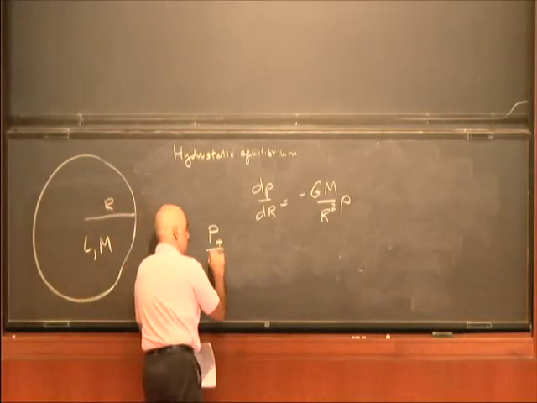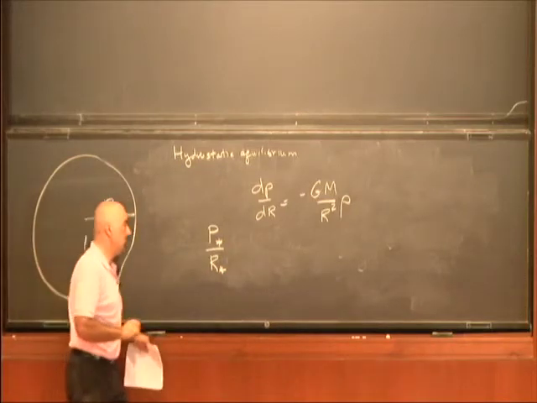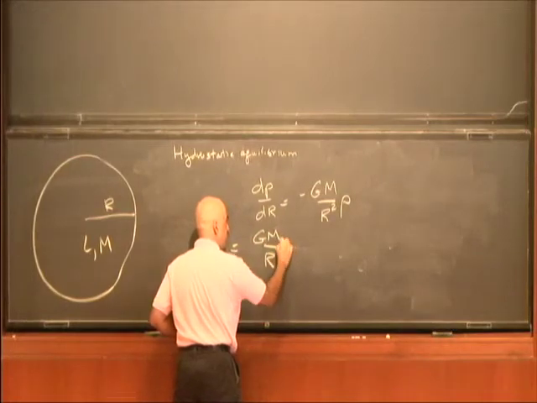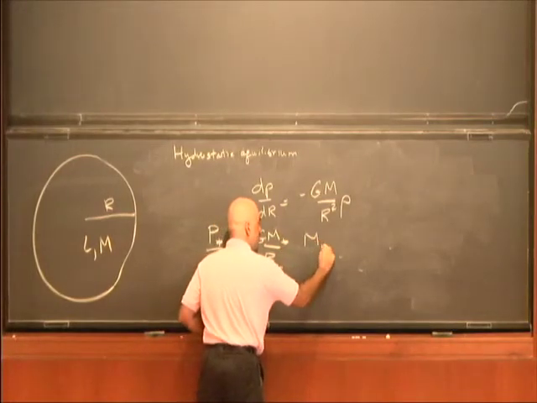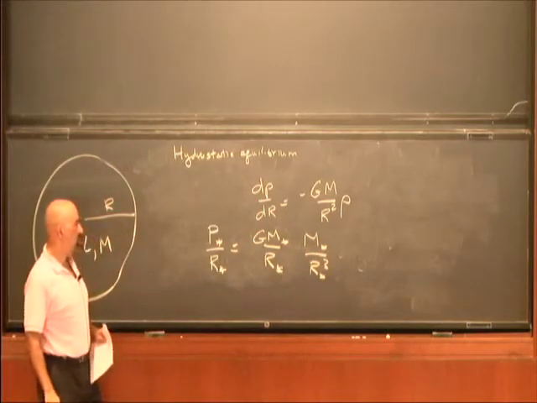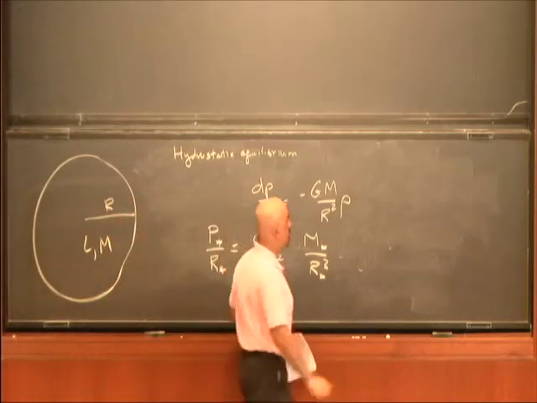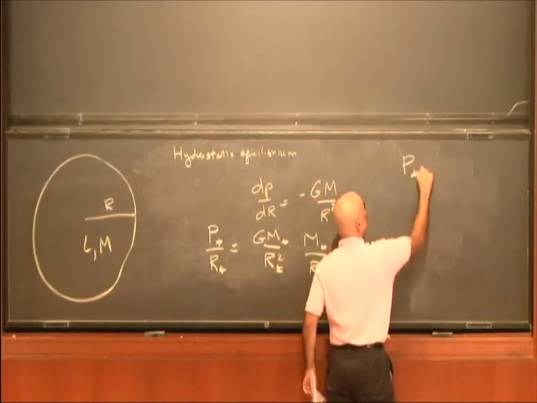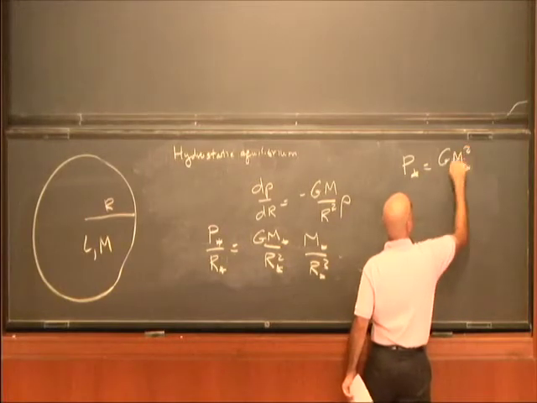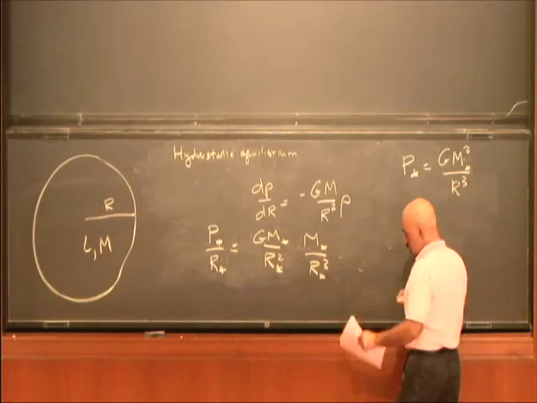This pressure gradient we can approximate as P star over R star. And just writing down characteristic numbers, the density is of order M star squared over R star cubed. This says that the central pressure for a star in hydrostatic equilibrium is of order G M star squared over R star to the fourth.